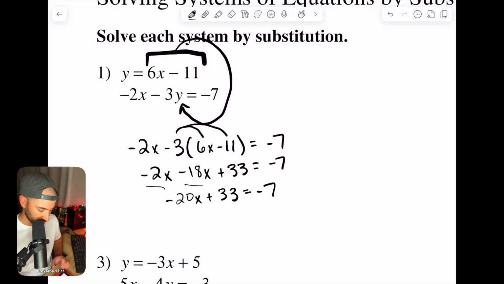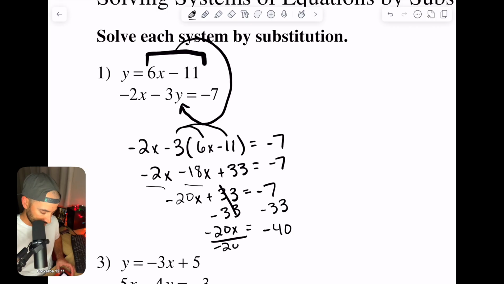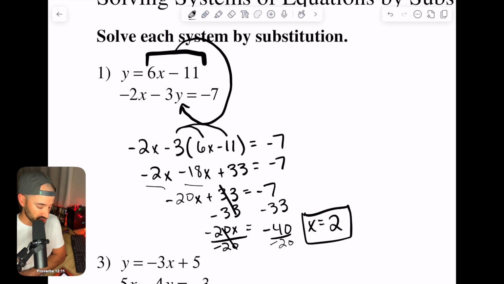And so now we're just solving a two-step equation. We're going to cancel the plus 33 by subtracting 33, and we have to do it to both sides. So that cancels and leaves us with negative 7 minus 33 on the right, and that's going to be negative 40, and we'll bring down the rest of our equation. So now we can divide by negative 20 on both sides to get x is equal to negative 40 divided by negative 20 is positive 2. So that's the first part of our solution, all right?